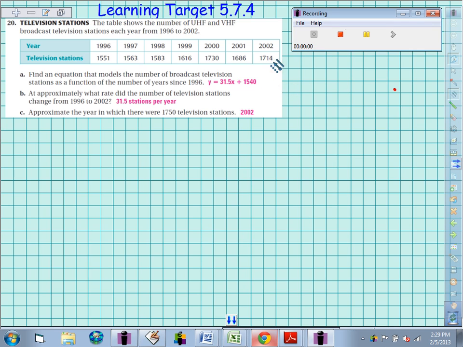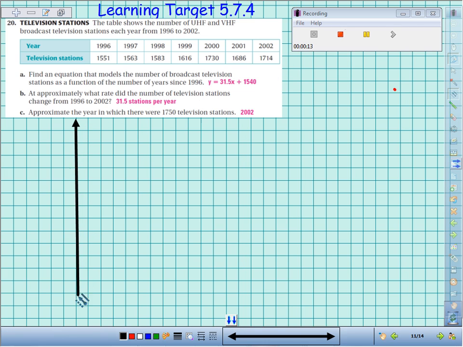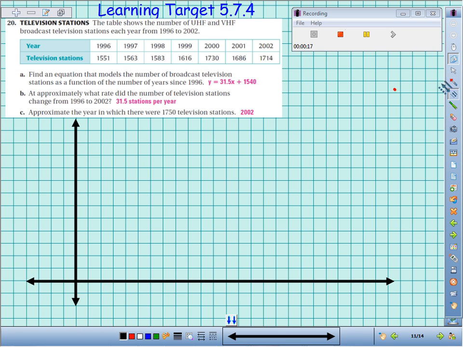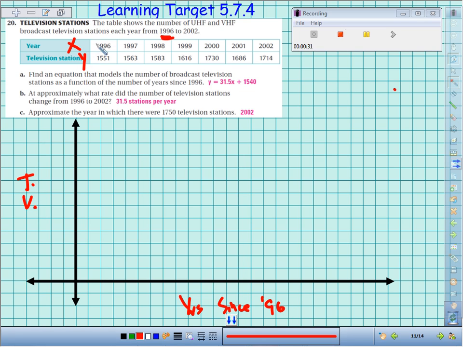All right, learning target 574, we're supposed to make a scatter plot modeling real-world data, write an equation of the fitted line, and then use the equation to make predictions. So we're going to start by making a scatter plot of the data. We're measuring X as years since 1996, and our Y is our TV stations. At the beginning of the study, that's year 0.